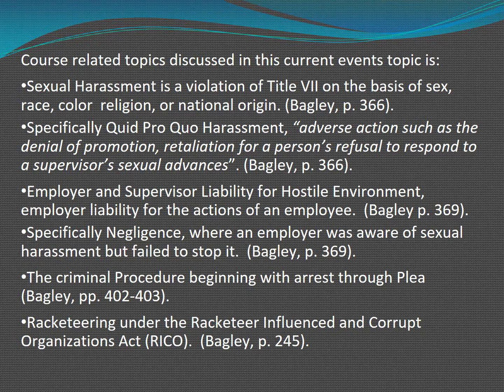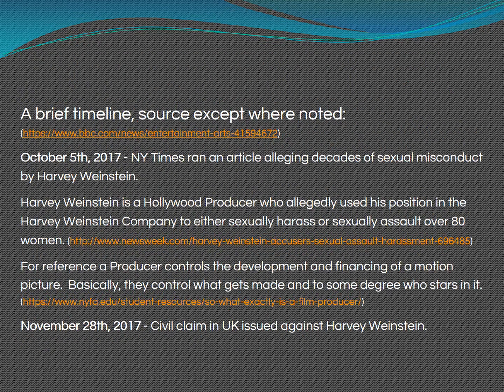Another topic is employer and supervisor liability for hostile work environment. Employer liability for the actions of an employee, specifically in this case, negligence, where an employer was aware of sexual harassment but failed to stop it. The criminal procedure, beginning with the arrest through the plea, and racketeering under the Racketeer Influenced and Corrupt Organizations Act, otherwise known as RICO. I was a little surprised by this being the basis of one of the civil lawsuits, which we'll talk about in a second.